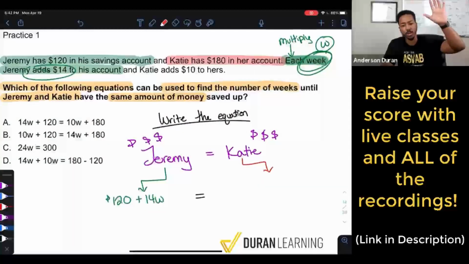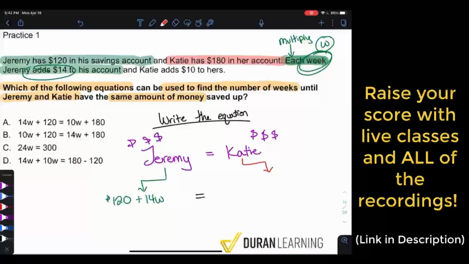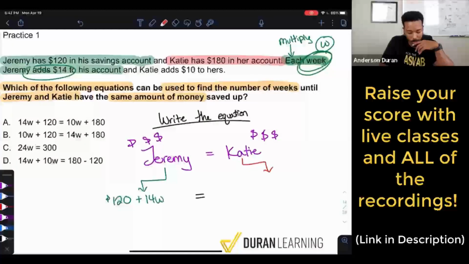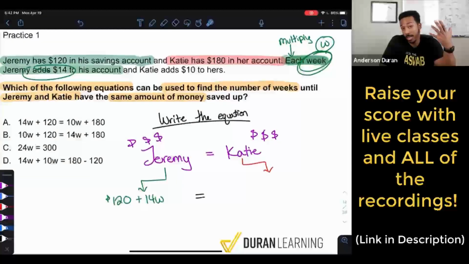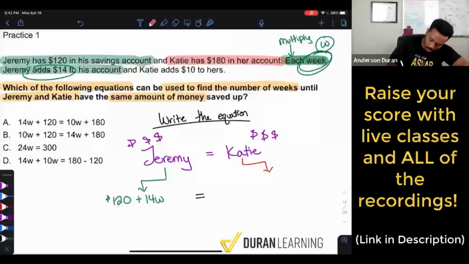Is that the starting amount or what we're going to be multiplying by? It's a starting amount. It says Katie has 180 in her account. Notice that nothing is happening to the 180 right now. It's just saying that she has 180 in her account. It's not saying that 180 is being multiplied. It's just saying 180 is in there. And so that's a starting amount. So we just start off with 180.